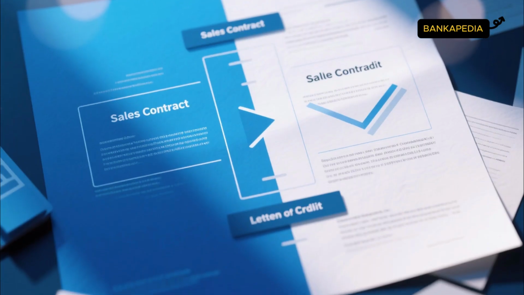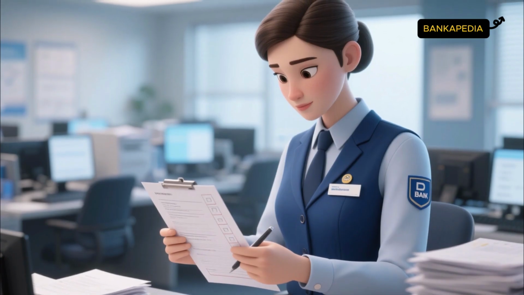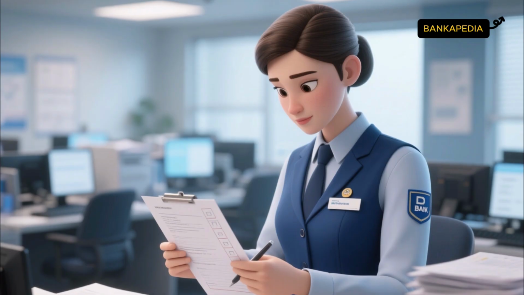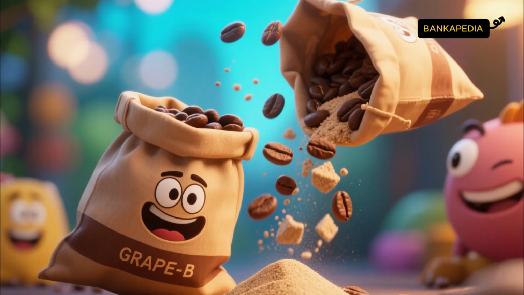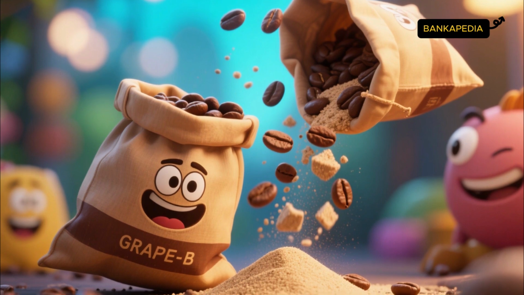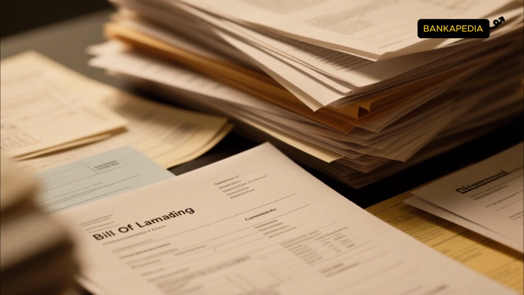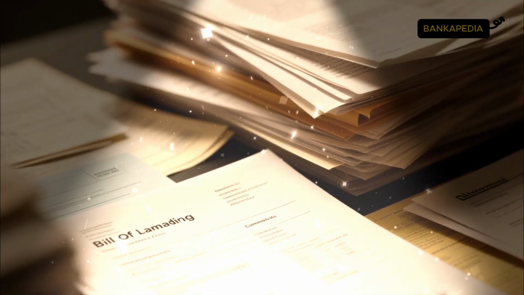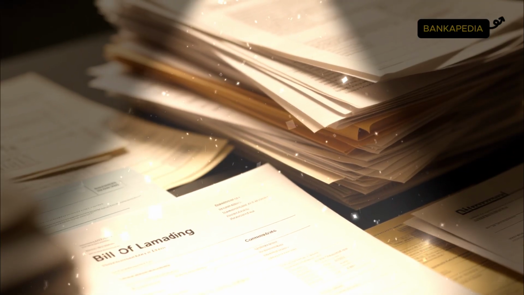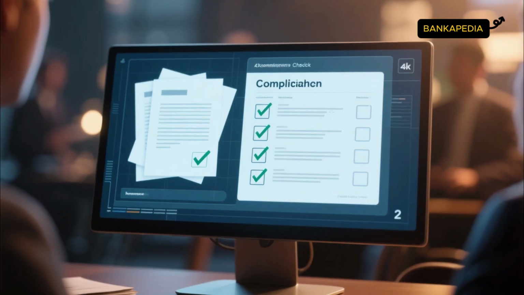Article 4 says these two agreements are completely separate. The bank's duty is to deal only with the documents required by the LC. It doesn't care about the underlying sales contract. The bank is not concerned if the coffee beans are the wrong grade, or if the shipment is delayed, or even if the bags contain sand instead of coffee. The only job of bankers is to check if the documents presented by the seller, like the bill of lading, commercial invoice, and insurance certificate, strictly comply with the terms of the letter of credit.